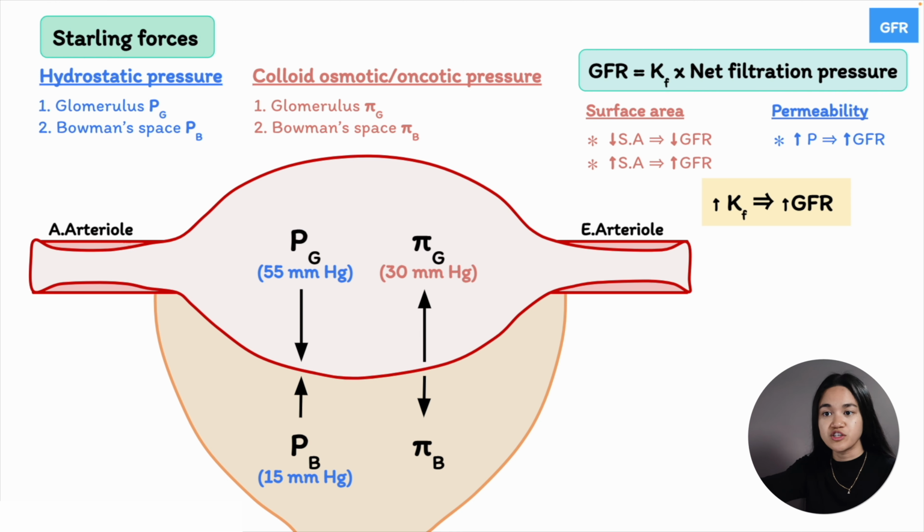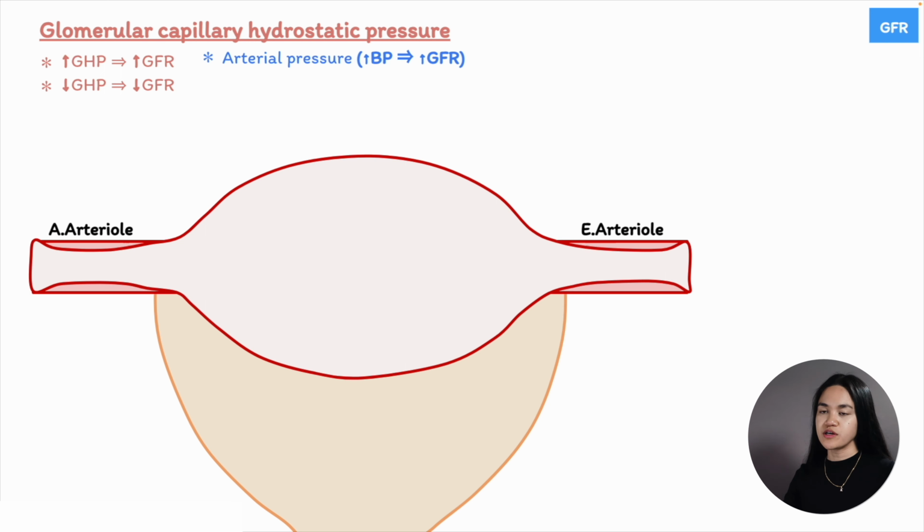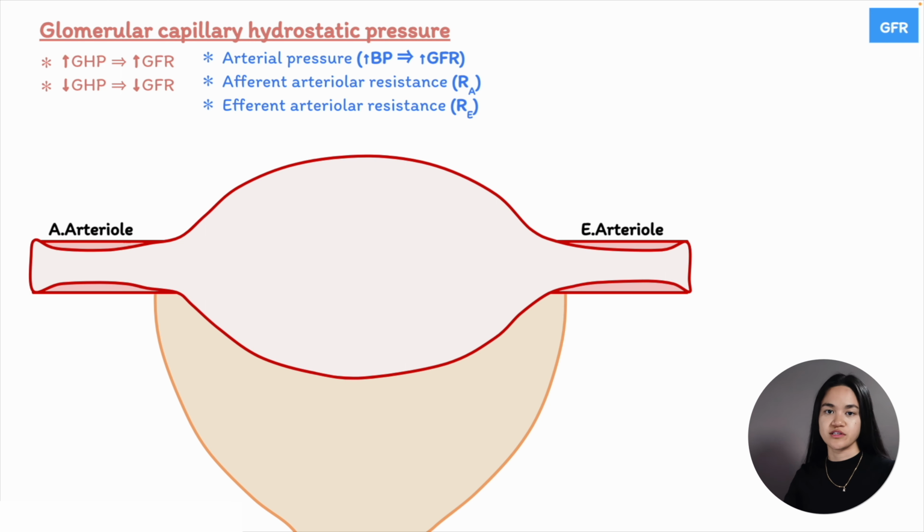And this leads us to what happens to the GFR if there are any changes that occur to either the hydrostatic pressures or colloid osmotic pressures, because GFR is not a constant value and is controlled by physiological processes, okay? Starting with the glomerular capillary hydrostatic pressure, GHP, GFR increases when glomerular hydrostatic pressure rises, while GFR decreases as glomerular hydrostatic pressure decreases. There are 3 factors that influence glomerular hydrostatic pressure: arterial pressure, afferent arteriolar resistance, and efferent arteriolar resistance. If your blood pressure increases, this will increase GHP. And if your blood pressure decreases, this will decrease GHP.